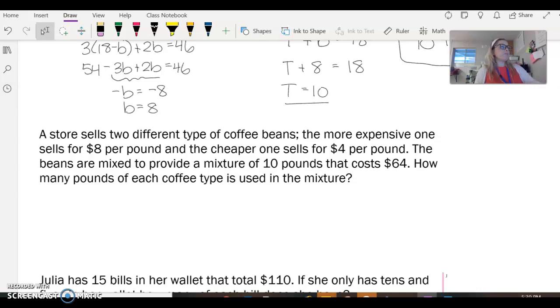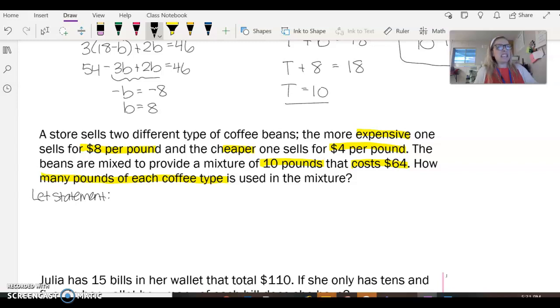Hopefully you had a chance to read it. Okay. So if I'm scrolling through, I see that they sell 2 different types of coffee beans. We have an expensive one and a cheaper one. Okay. It's $8 per pound and the cheaper one is $4 per pound. The beans are mixed. Okay, so we're going to get a mixture of 10 pounds, and it costs $64. And so what it's asking for is how many pounds of each coffee is used. So that right there tells me what my variables are. So let's start with a Let statement.